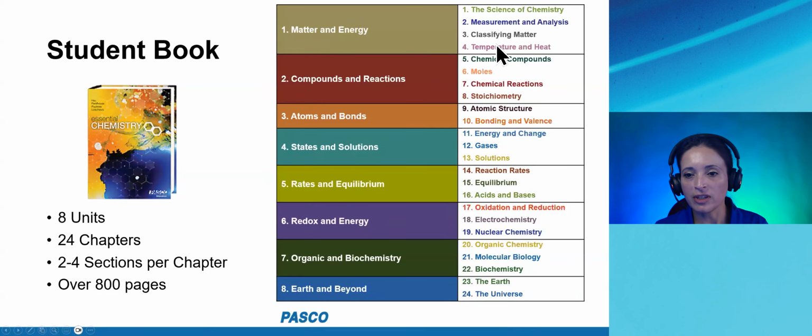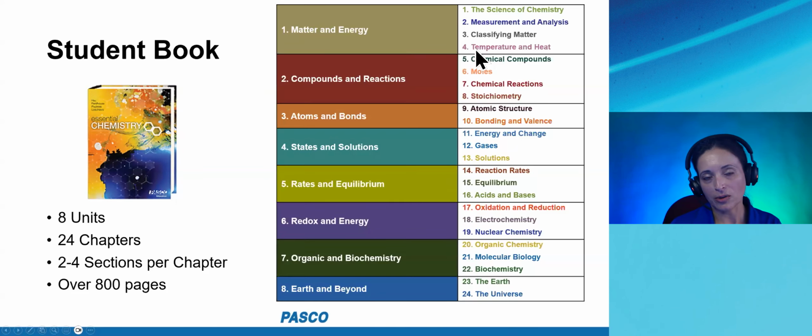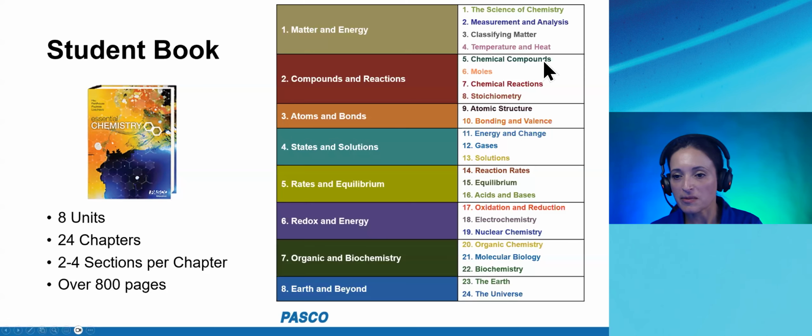So at the end of Unit 1, that's at the end of Chapter 4, you'll find a 3-dimensional assessment where all of the content that was covered in 1, 2, 3, and 4 is assessed not only with the content knowledge, but also the cross-cutting concepts and science and engineering practices in an assessment at the end of that unit.